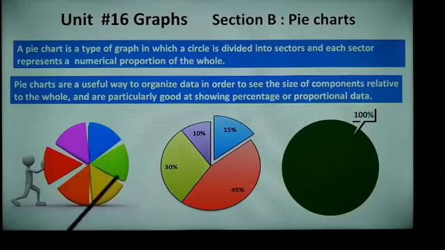Okay, and pie charts are a useful way to organize data in order to see the size of components relative to the whole. The relation between the piece or slice and the whole. And it is showing the percentage or proportional data. Sometimes it is given here as percentage, 30% of the whole, 10% of the whole, 15% of the whole. Now we'll move to the next slide.